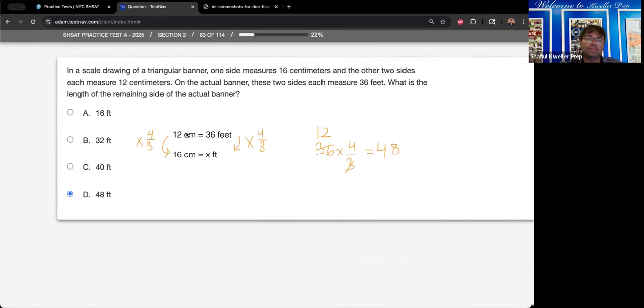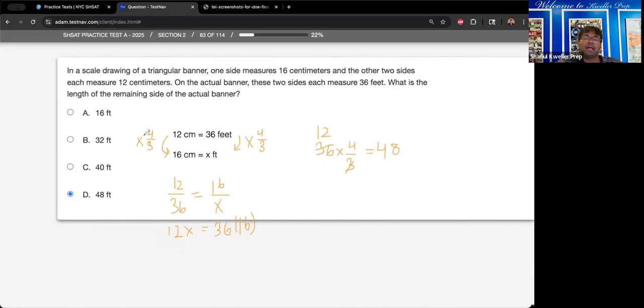The other way you could solve for it is writing the fraction. So 12 over 36 is equal to 16 over x. You could do the cross multiplication. 12x is equal to 36 times 16, right? And 12 divided by 36 itself is 1 over 3. Wait, no. Wait, it is, yeah. So that would be fine.